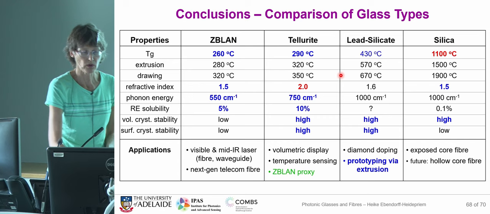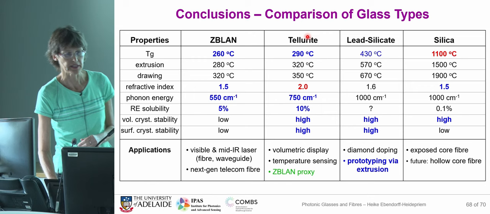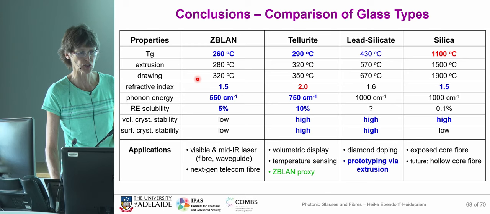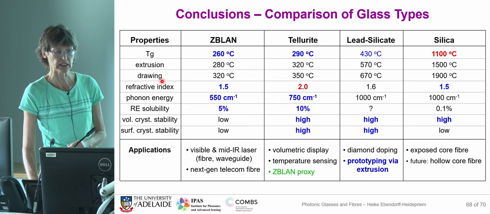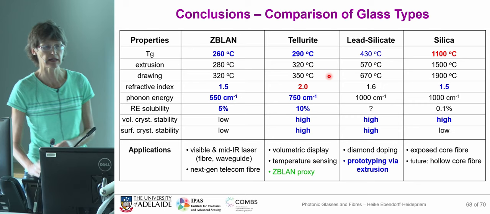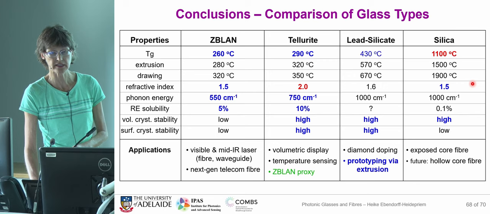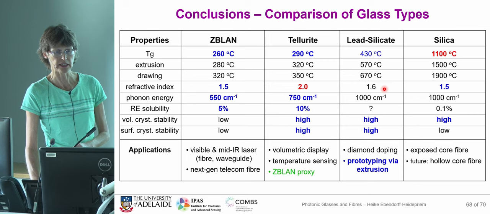So as a conclusion, I want to compare the glass types I mentioned: the ZBLAN, telluride, lead silicate, and silica. Here you see the really typical characteristic temperatures, usually it's a range: glass transition temperature, extrusion, and drawing. So you see ZBLAN and telluride both have these temperatures really on the low side, silica on the high side, and lead silicate in the middle. In terms of refractive index, ZBLAN and silica have low index, telluride really high index, and lead silicate also high index.